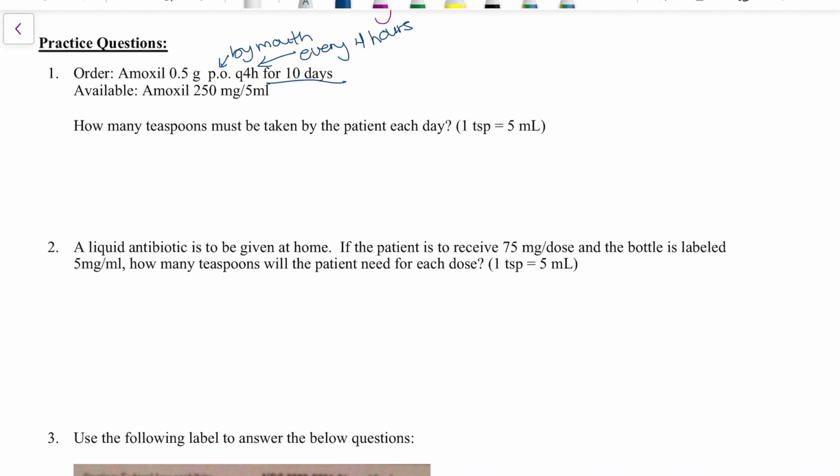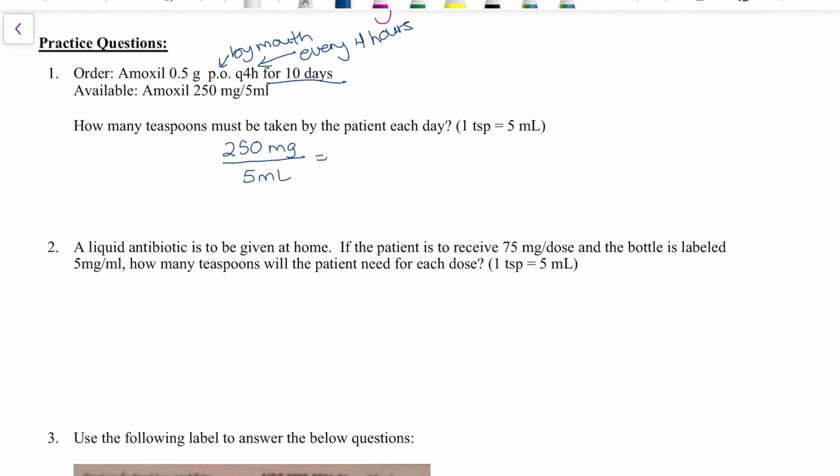Okay. And it wants to know how many teaspoons must be taken by the patient each day if we have available to us 250 milligrams per 5 milliliters. So we've got a few different units here. We've got grams, milligrams, milliliters, and teaspoons. So let's work through this. So the first thing I want to do is set up my available versus ordered ratio. So available to us is 250 milligrams per 5 milliliters.